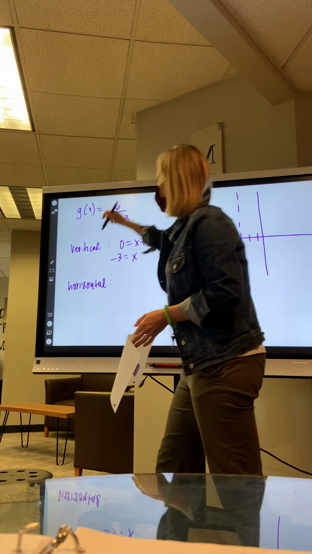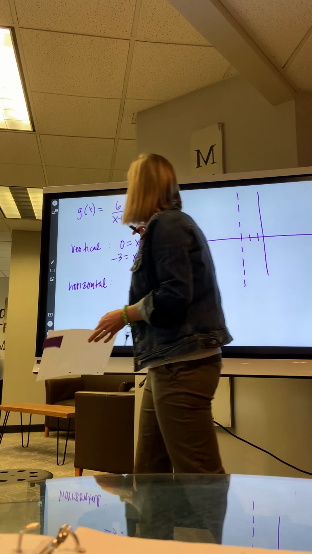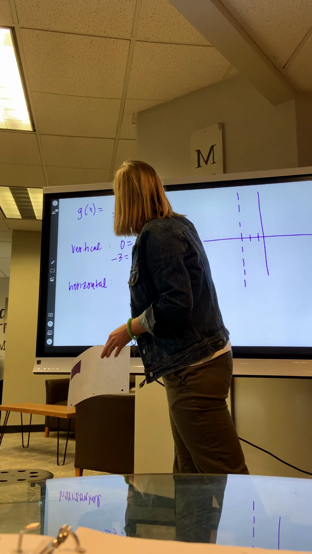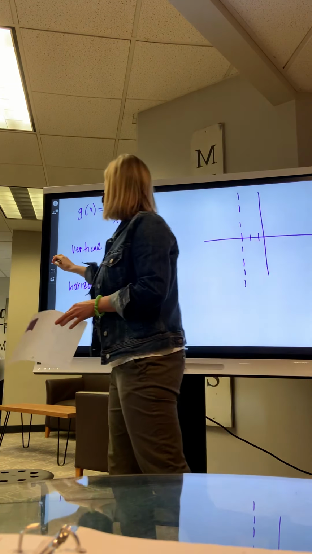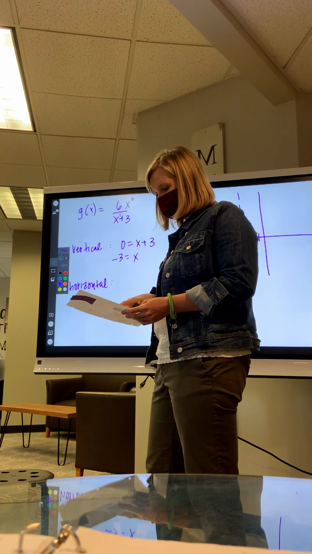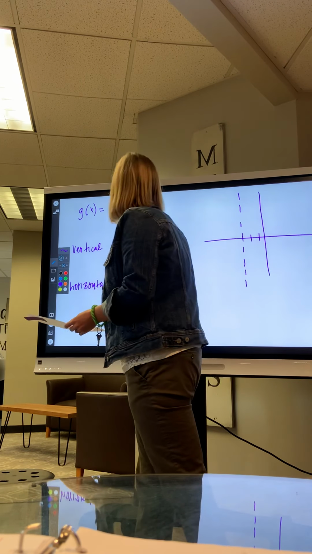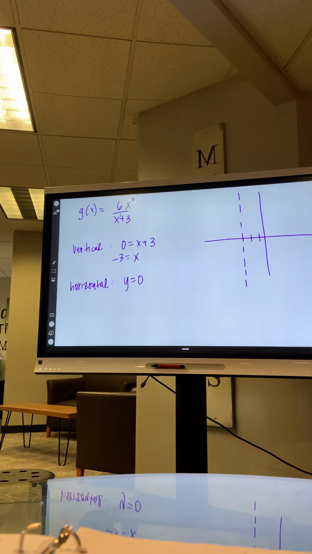This guy doesn't have an x, right? So it's x to the 0. And what's this one? X to the 1. So the denominator has a bigger power. What does that mean? Look at your notes. Then that means y equals 0, because the denominator is bigger.